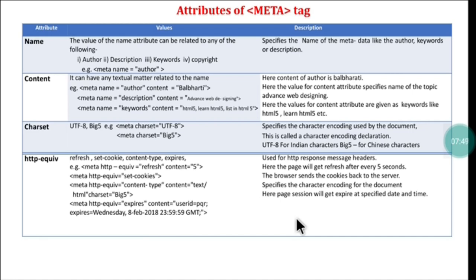Okay, so meta http-equiv expires, content user ID PQR, expires Wednesday 8 February 2018. This date and time is given. On that date and at that time, the content will expire. So it is used for the HTTP response message header.